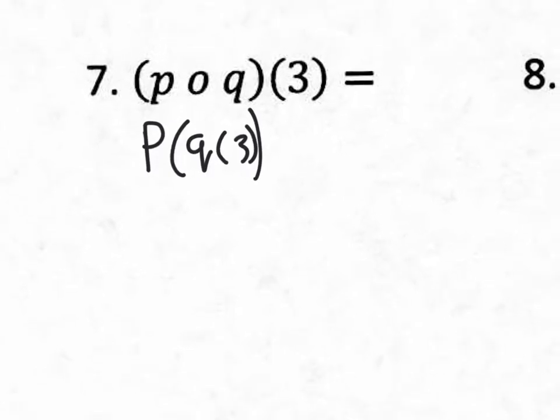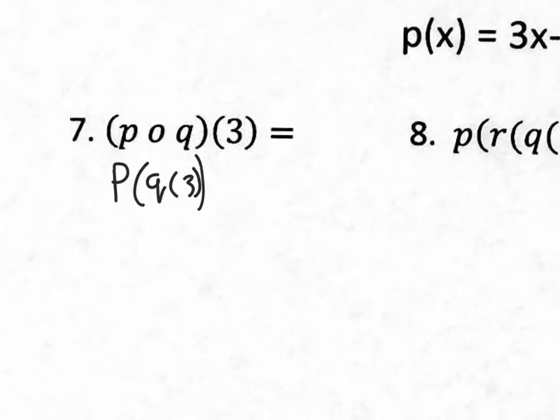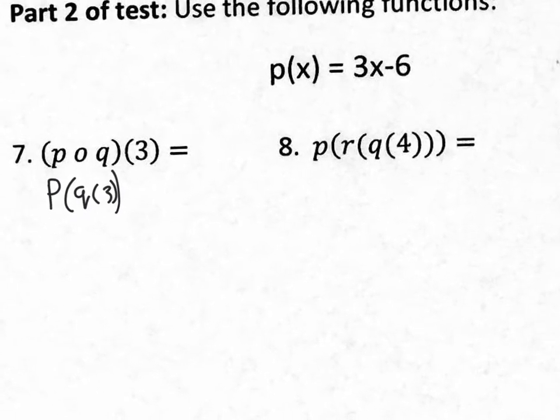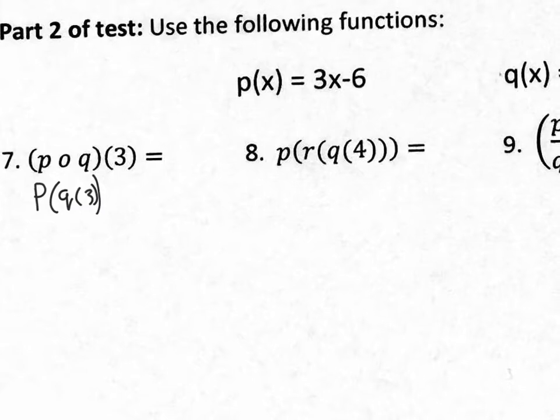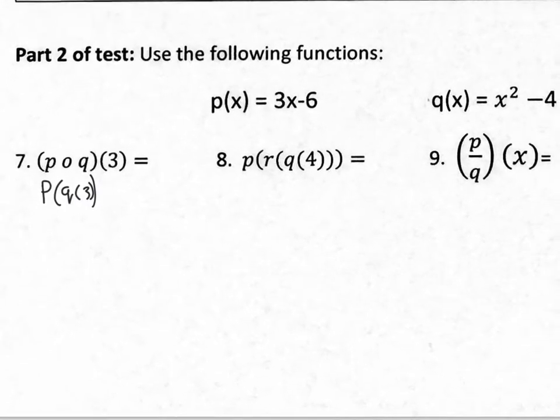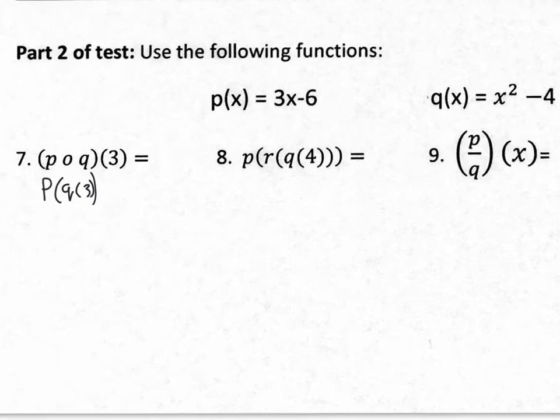So once you understand what it means, it should be easy, because you now know that you're going to be plugging in 3 into Q and then getting that answer and plugging it back into P. Okay? So if we look at what Q is, simply x squared minus 4. If we take the 3 and put it inside Q, it's going to be 3 squared minus 4. What's 3 squared? 9. What's 9 minus 4?